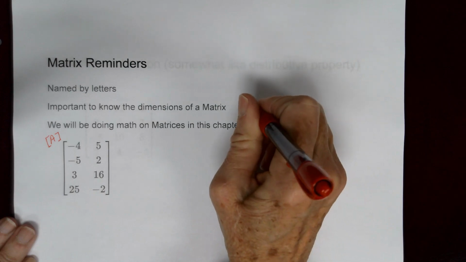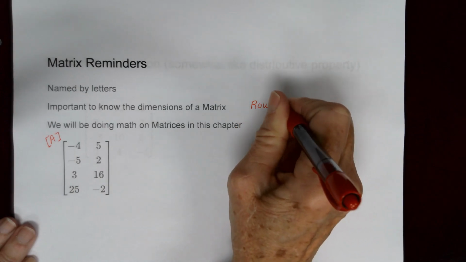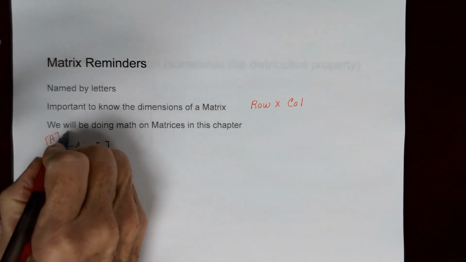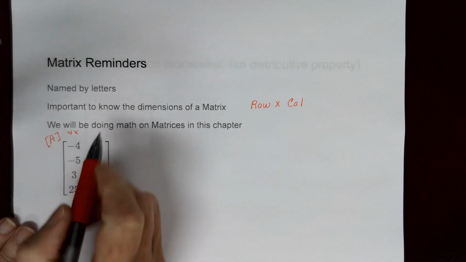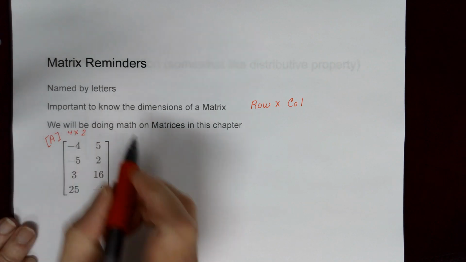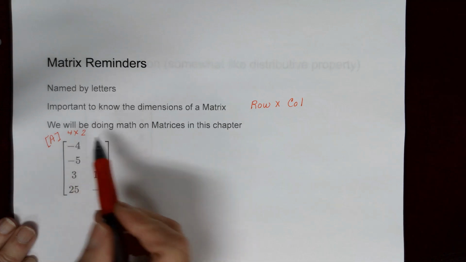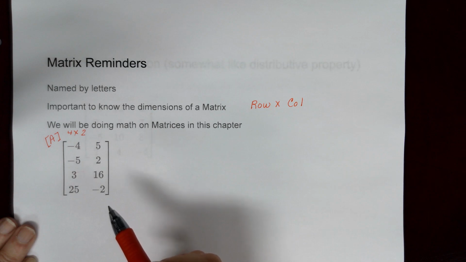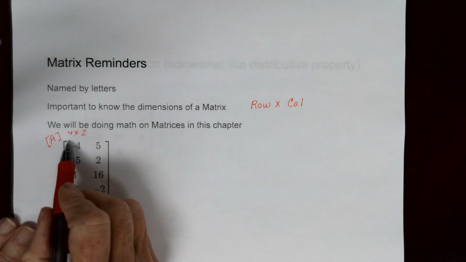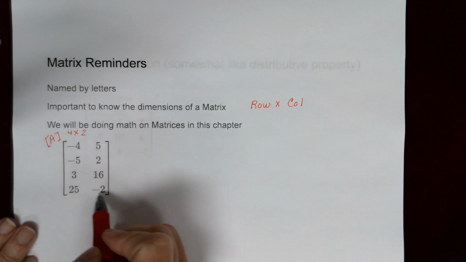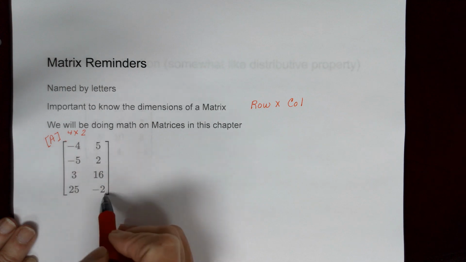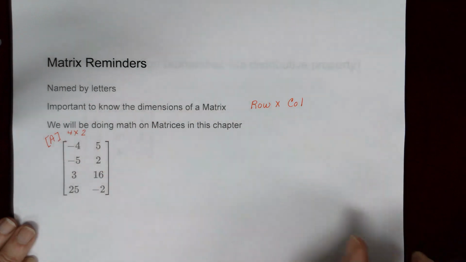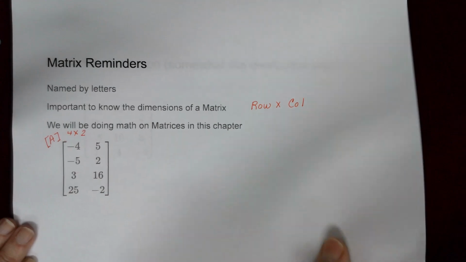The dimensions are row by column. So this is a 1, 2, 3, 4 by 1, 2. It has 4 rows and it has 2 columns. So matrix A is a 4 by 2. We're going to be doing math on matrices in this chapter. So remember, a matrix shows you the shoulders and the feet, like a parallel line with those little indents in there. So again, this could be called matrix A, and it would be a 4 by 2 matrix.